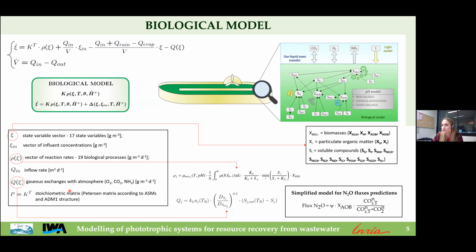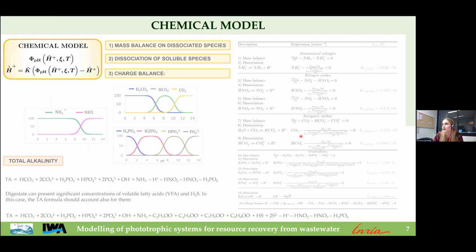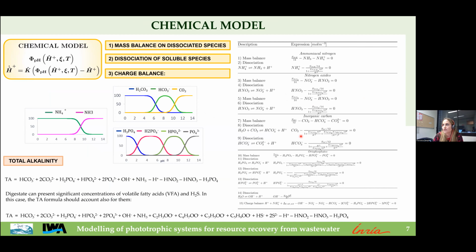And then we have also the chemical model that is based on mass balance of the dissociated species, the dissociation of soluble species, and of course the charge balance. And it's very important because thanks to it, we can also compute and predict the total alkalinity of the system. And I will show you later on why this variable is that important for this kind of system.